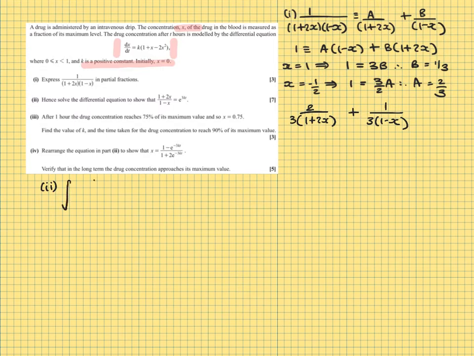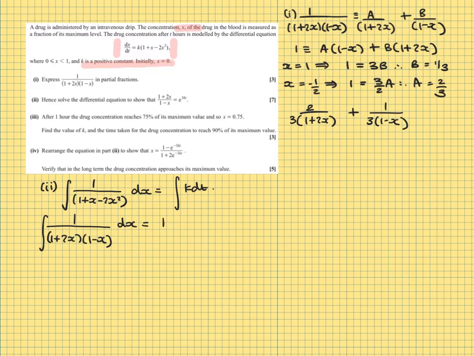So separating the variables, we have the integral of 1 over 1 plus x minus 2x squared dx equals the integral of k dt, and the k is a constant, so it could come out of the integral sign. Now we know that if we factorise this quadratic, it will factorise as follows, and the right hand side simply integrates directly to kt, and we'll put in a constant there, c. Now the left hand side, we need to integrate this, but of course that's the same as integrating this pair of partial fractions from earlier on.